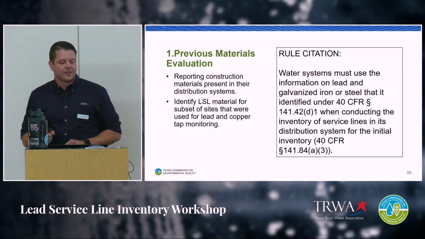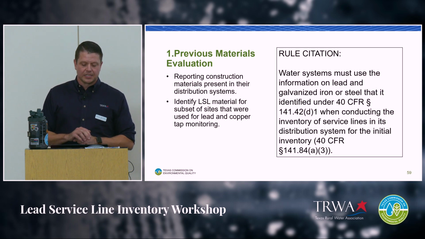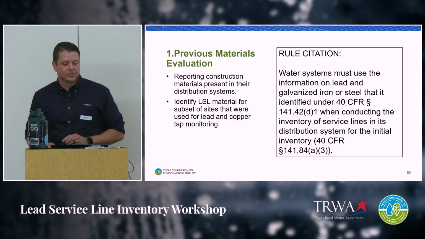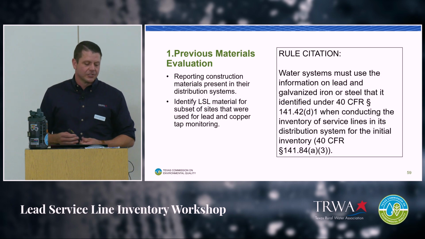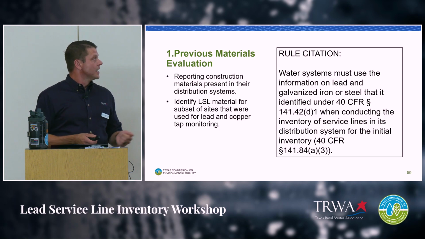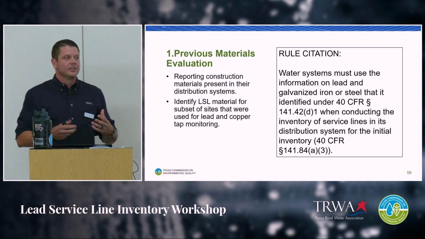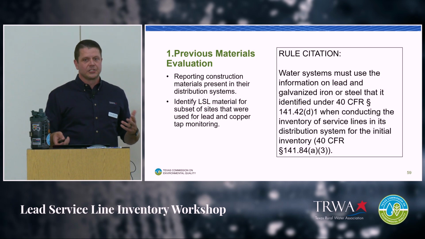So the first one, previous materials evaluation. The rule says water systems must use the information on lead and galvanized iron and steel as identified in 40 CFR when conducting the inventory of a service line and a distribution system for the initial inventory. So you're looking for reporting construction materials used in the distribution system, identifying lead service line materials and subsets of sites, trying to do an evaluation of that.